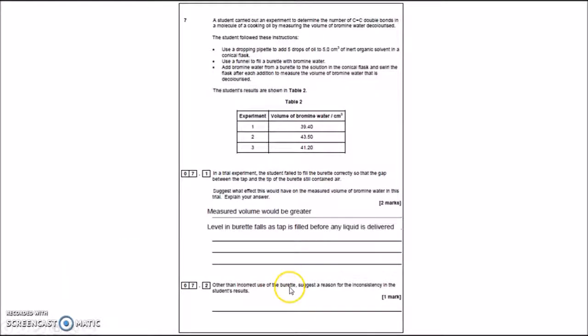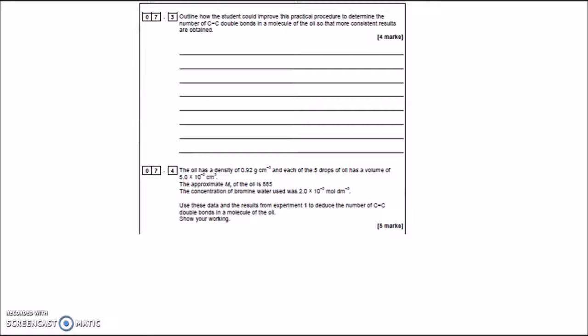Other than the incorrect use of the burette, suggest a reason for the inconsistency in the student's results. I really don't like using a drop-in pipette here. A drop-in pipette is not an accurate measure of anything. It doesn't measure volume accurately because the drops that come out of a drop-in pipette are all kinds of different sizes. The drop sizes vary from a drop-in pipette, not a good measure of volume at all. Drop sizes vary from a drop-in pipette.